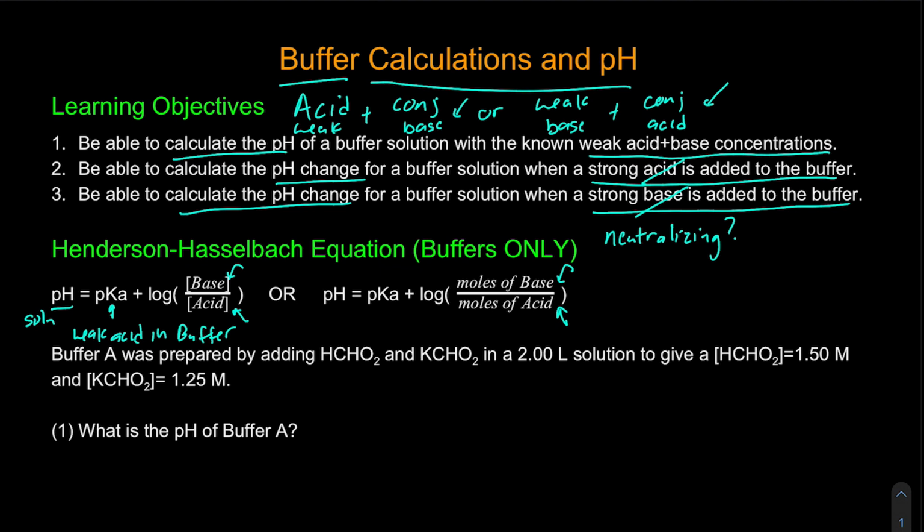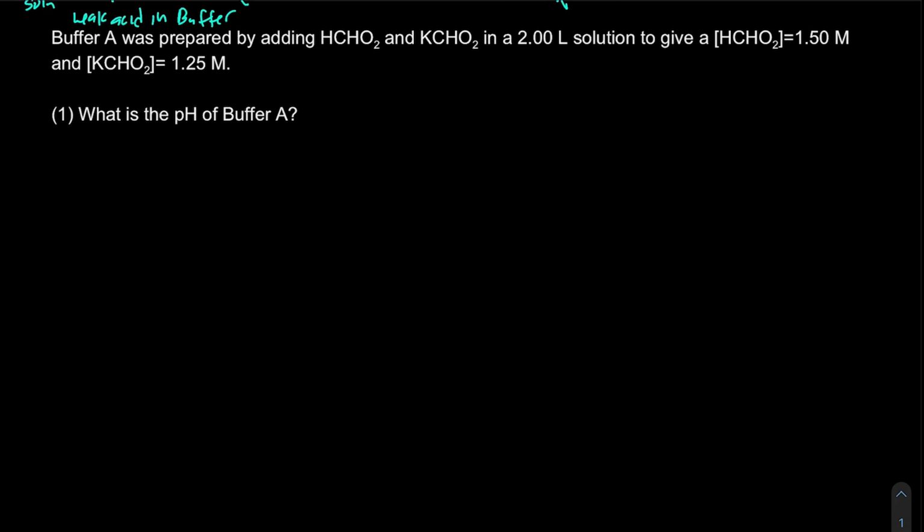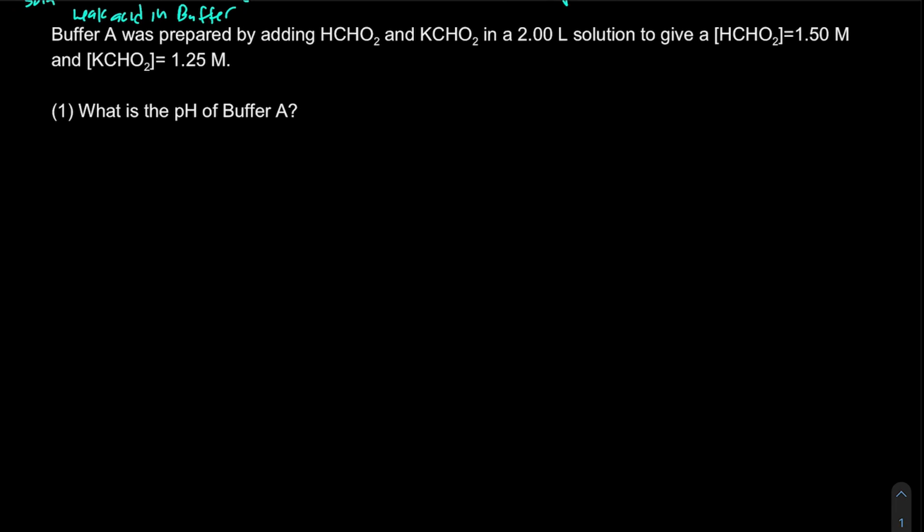So let's first look at our first buffer and talk through some of the applications of this. What we're told is that a buffer was prepared by adding formic acid and potassium formate. So here we have a weak acid. It's good to investigate what kind of solutes we have. And then this is a salt that contains potassium and the formate ion present in solution. Just for simplicity's sake, I'm going to write HA and A minus for those, rather than having to write the whole structure out every single time.